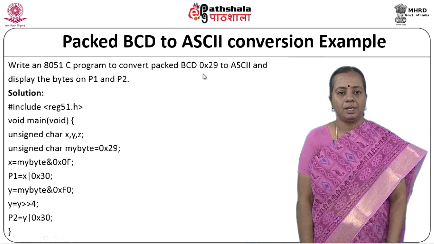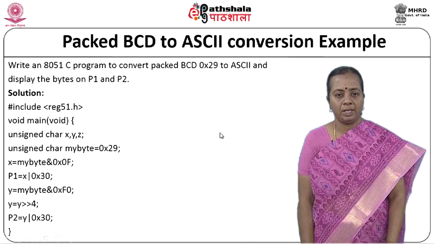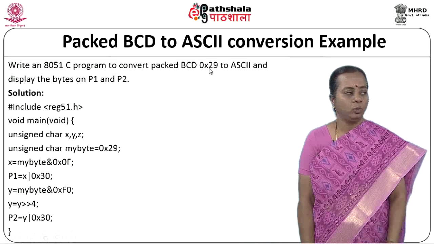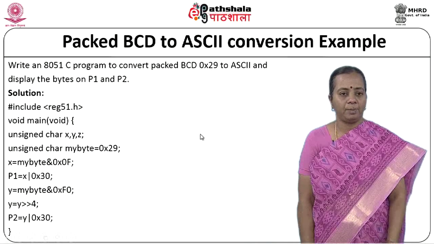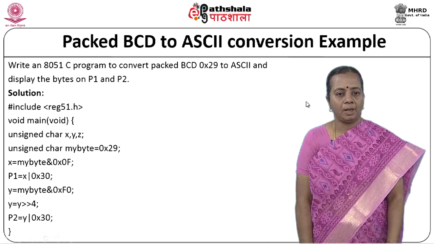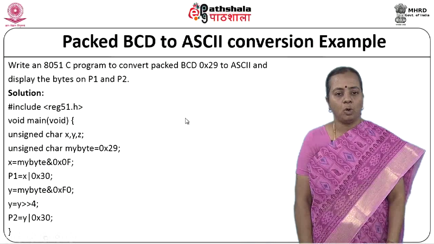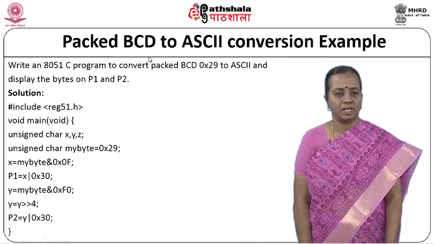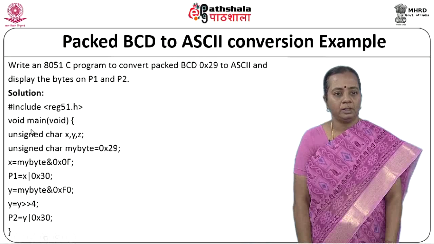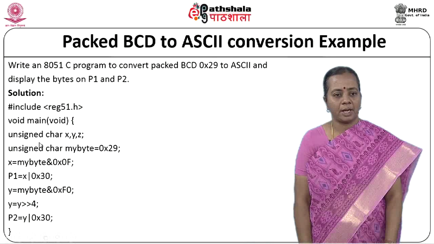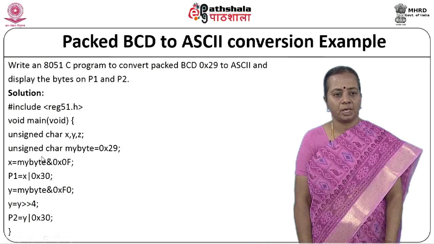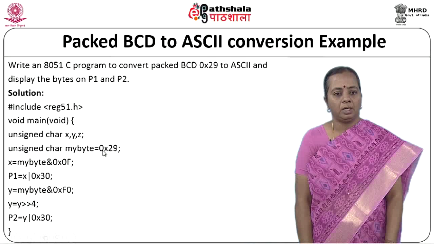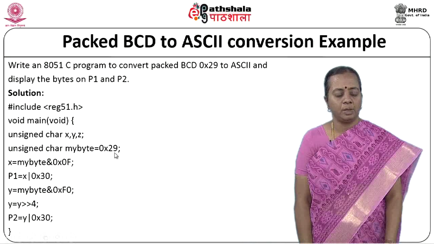29 to ASCII. So, 9 has to be separately written as BCD code, and 2 is also written as separate BCD code. These two are packed together, so that we will be getting 29 as a whole number. So, now we will be including reg51.h to make it 8051 controller code. Then void main, where unsigned characters x, y, z are taken, unsigned char mybyte = 0x29. Now, 29 is the input which has been given to mybyte, which is a character type.